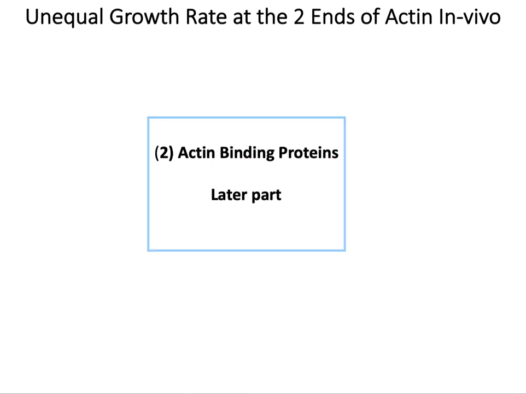So the second reason for the unequal growth rate is that there are certain actin-binding proteins within the cell that add another layer of regulation to the addition of monomers to the plus end and the loss of monomers at the minus end. Now, in this part of the talk, we are going to talk about these actin-binding proteins, so we'll come back to this later.